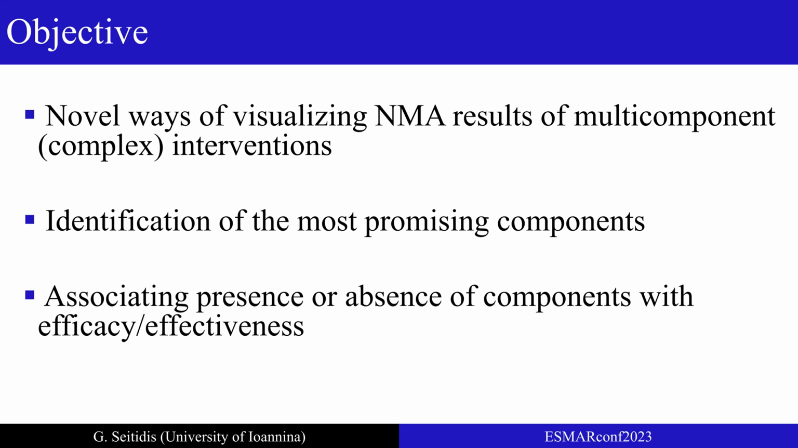The objective of this work was to develop novel ways of visualizing the network meta-analysis results of multi-component interventions in order to help the analyst to identify which components work or do not work more easily. Also, we intended to explore the behavior of the components in order to identify the most promising ones. This was done by associating the presence or the absence of components with efficacy or effectiveness. Due to time constraints, I will only present 5 out of the 8 visualization tools that we have developed.